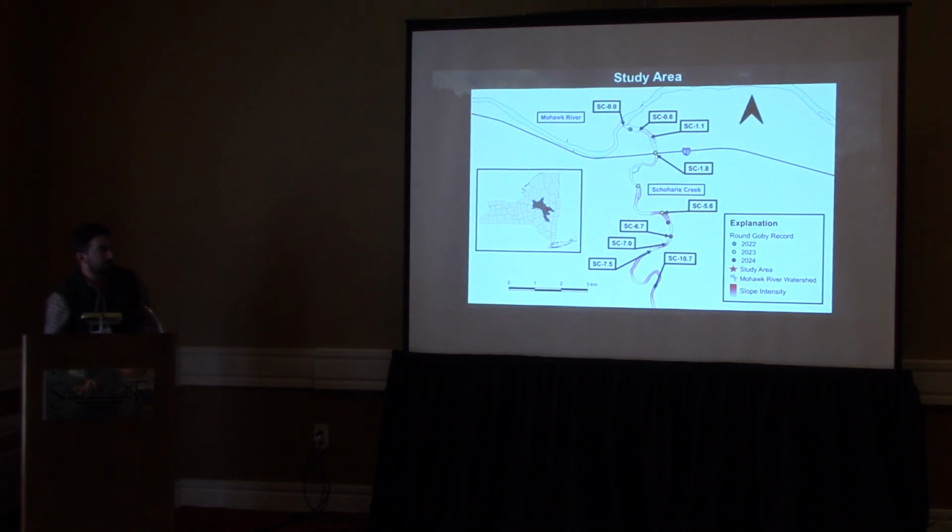So I'm just going to show you the map I showed you before, but we're going to have site codes on it. We have 9 sites spanning 10.7 kilometers upstream of the Schoharie Creek. 3 sites at the upstreammost parts of the stretch do not have Round Goby records, so that's important to note. And I also include the slope intensity on this to show how all of our sites intertwine between these riffle slope areas.